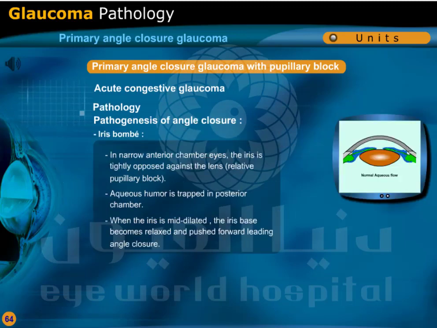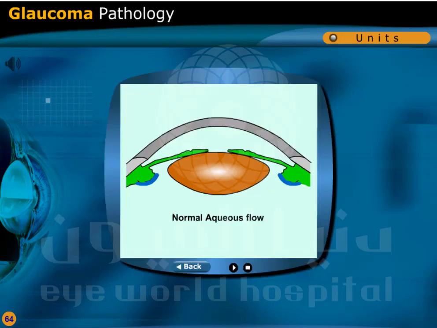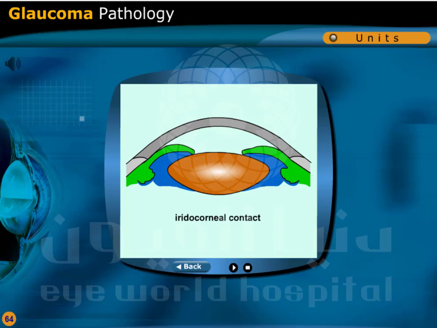Pathogenesis of angle closure: iris bombé. In narrow anterior chamber eyes, the iris is tightly opposed against the lens. Relative pupillary block: aqueous humor is trapped in the posterior chamber. When the iris is mid-dilated, the iris base becomes relaxed and is pushed forwards, leading to angle closure.